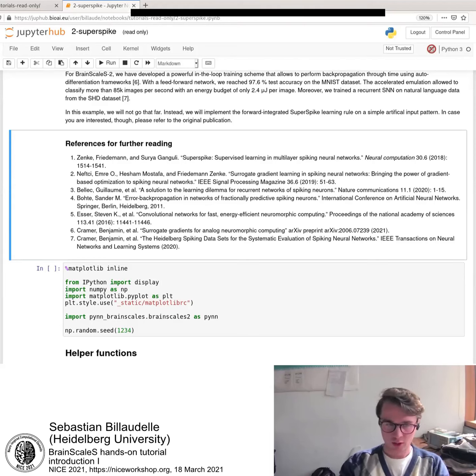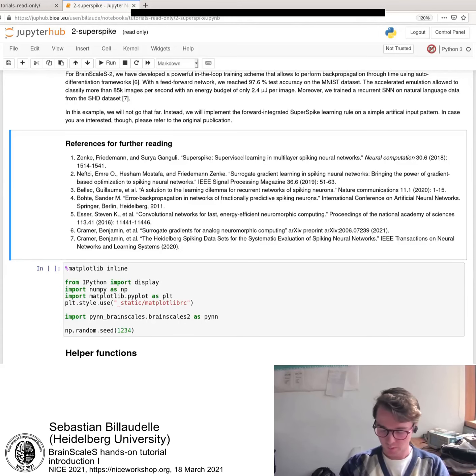Similar things have been done by the group of Wolfgang Maas, namely Guillaume Bellec. He did that for recurrent networks, but these are very similar schemes where you just change your derivative, you approximate a derivative for the backward pass, and then derive a numerical expression. I hope I got that right. Please refer to the original publications to learn more about that.